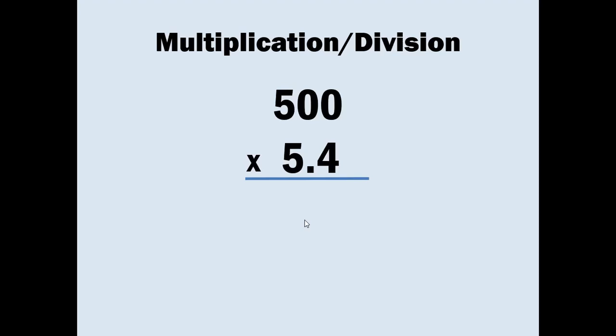500 times 5.4. Again, we're going to do our multiplication and now evaluate both of the numbers we used for the number of significant figures. 500 has no decimal place, so we start counting from the right-hand side. We're skipping our zeros. It has 1 significant figure. 5.4 has a decimal place, so we're counting from the left-hand side. This counts, and so it has 2 significant figures.